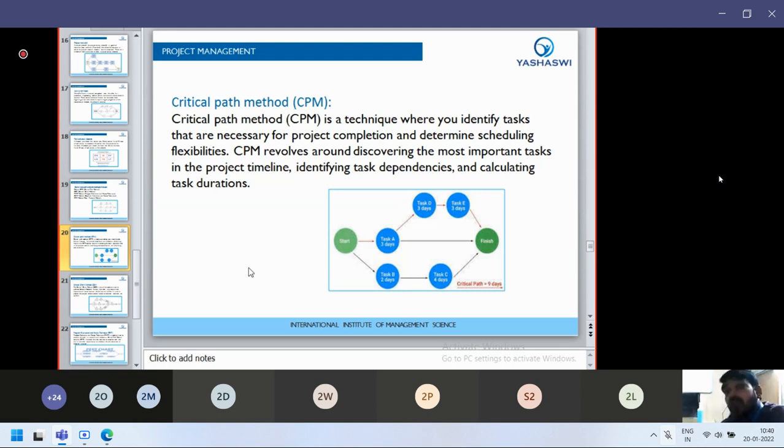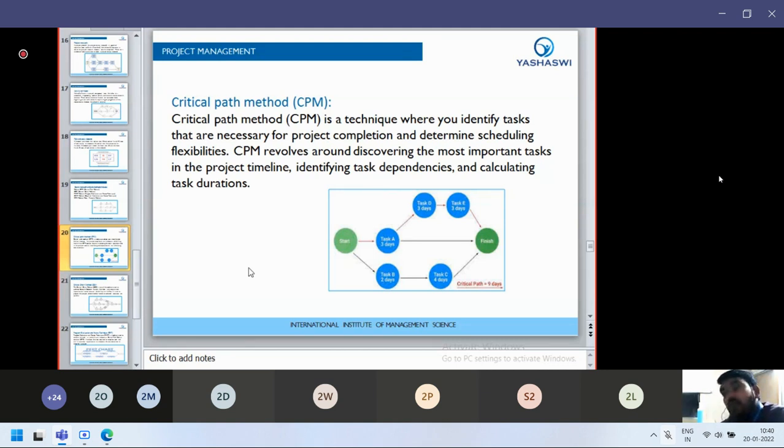CPM also revolves around discovering the most important tasks in the project timeline, identifying the task dependencies, and calculating the task durations. We need to calculate the task duration for the completion of each task: how much duration is required? This comes under the critical path method.